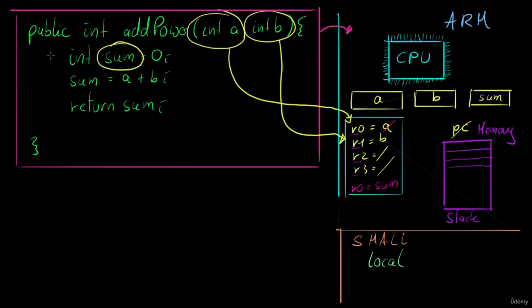For example, this one over here. In our case, we have int sum. This is a local register. Local registers only affect this function itself. So only registers which are being initialized or used in this function over here.